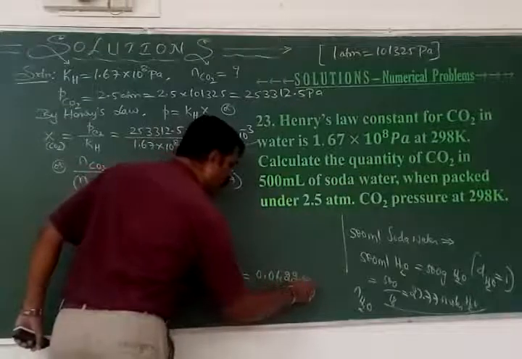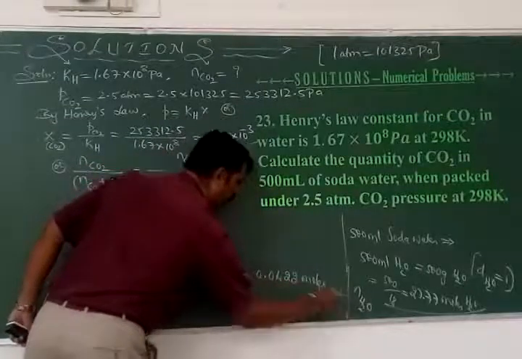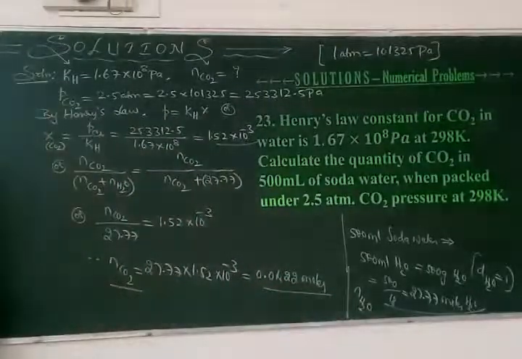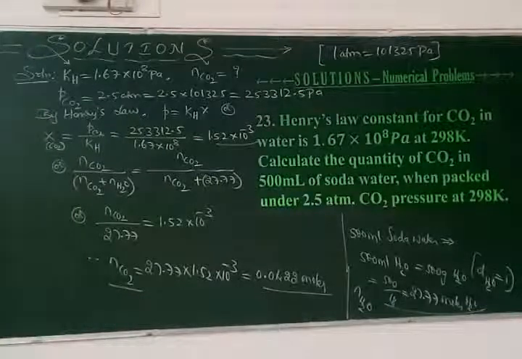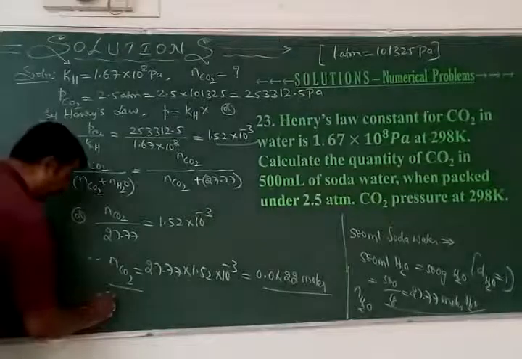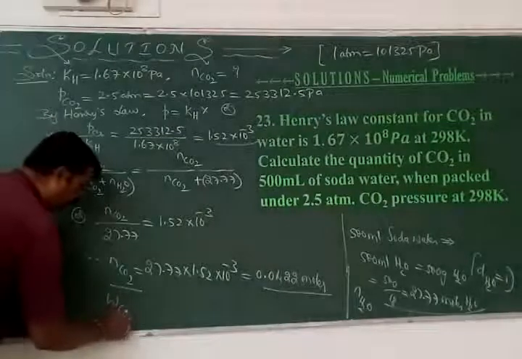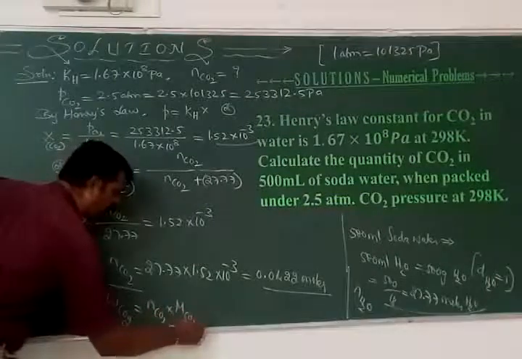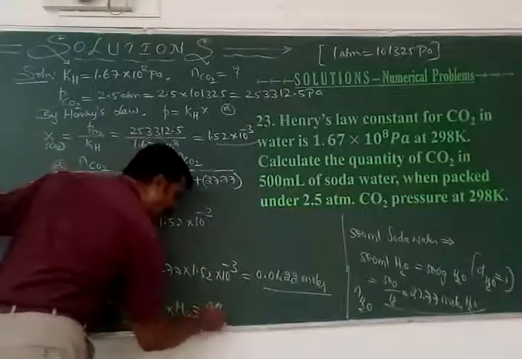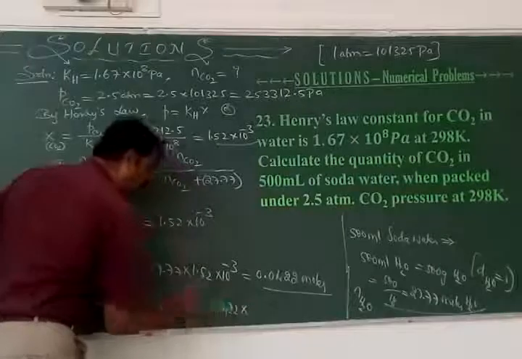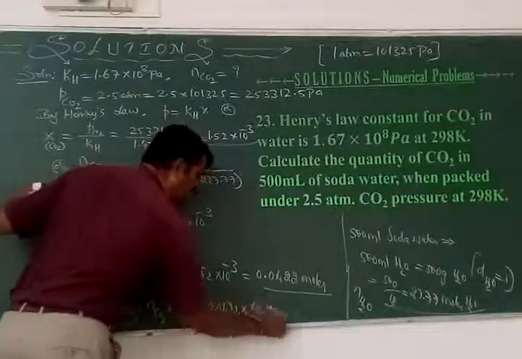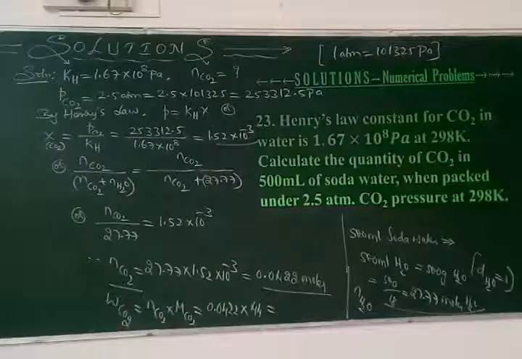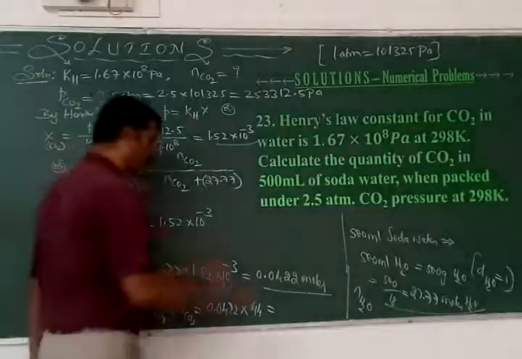In terms of moles. Suppose they ask for the mass of that. Mass of carbon dioxide is equal to the number of moles of carbon dioxide times the molecular mass of carbon dioxide. Number of moles is 0.0422, multiplied by the molecular mass of carbon dioxide, which I think is 44 grams. I will directly write the final answer: 1.86 in terms of grams.